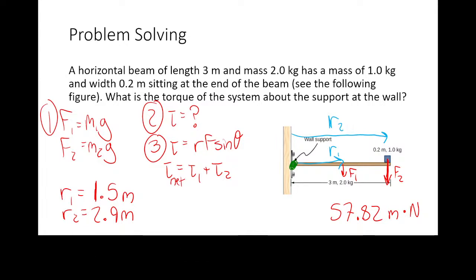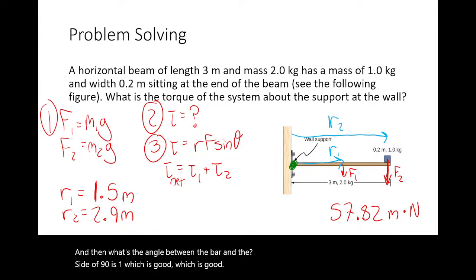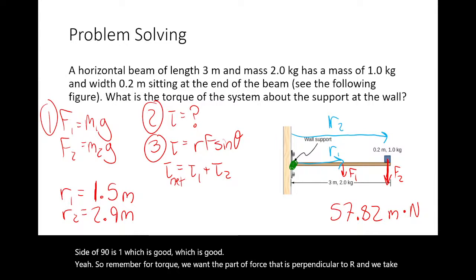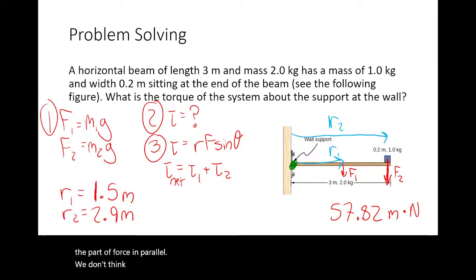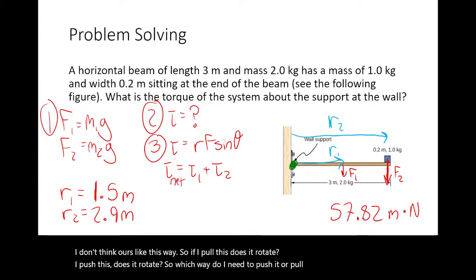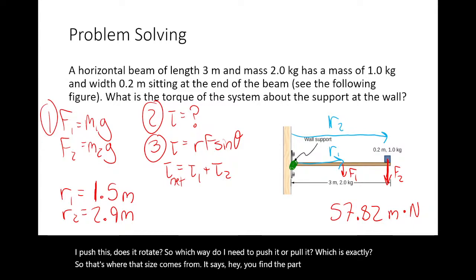So it should be something. And then what's the angle between the R and that? Yep. Sine of 90 is 1, which is good, because that's just the equation. Remember for torque, we want the part of force that is perpendicular to R. If we take the part of force parallel to R, nothing happens, because R is like this way. If I pull this, does it rotate? If I push this, does it rotate? So which way do I need to push it or pull it? That's where the sine comes from. It says, find the part of F that is perpendicular.